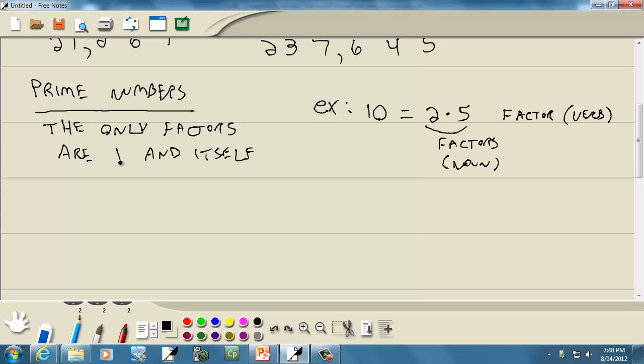Obviously, this is not a prime number because prime numbers' only factors are 1 and itself. This is 2 times 5. We can also write it as 1 times 10. But we obviously have other factors.